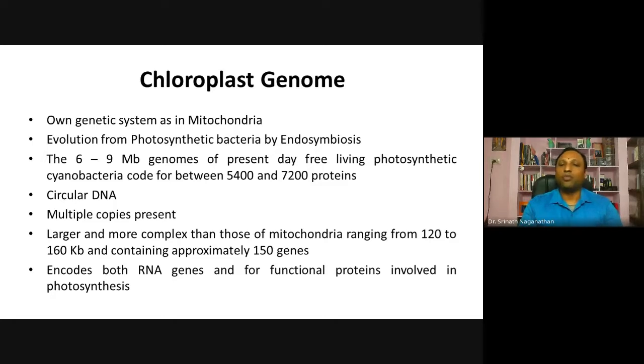They have multiple copies which are present, larger and more complex than those of the mitochondria, ranging from 120 to 160 kb and containing approximately 150 genes. It encodes both RNA genes and functional proteins involved in photosynthesis.